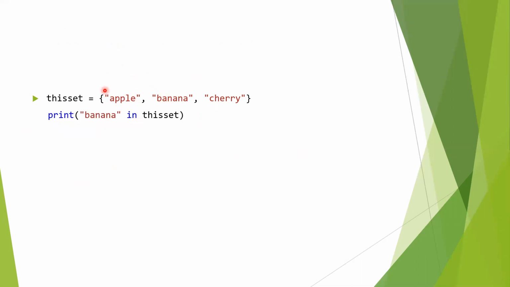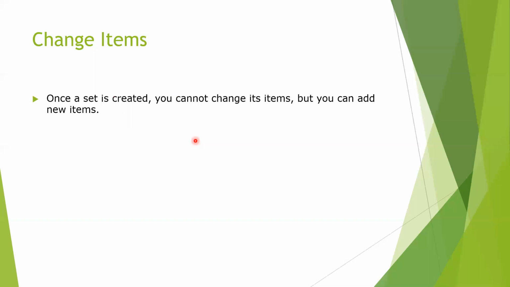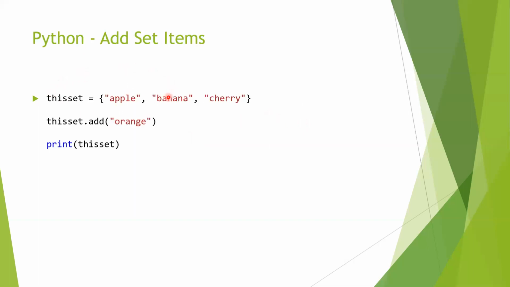Okay, if you want to print a particular item in any set, then you have to type print. Suppose you want to print banana, the banana in this set, you will get the answer. Now, once a set is created, you cannot change it, but you can modify. You can add items in that. But in that set you cannot change those items. Either you can add, or you can delete.